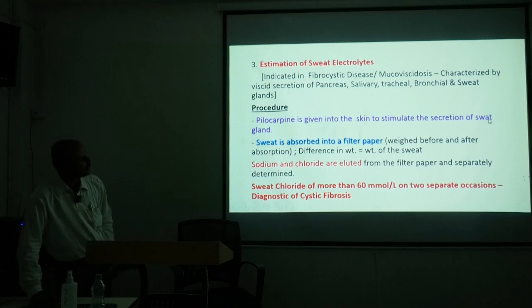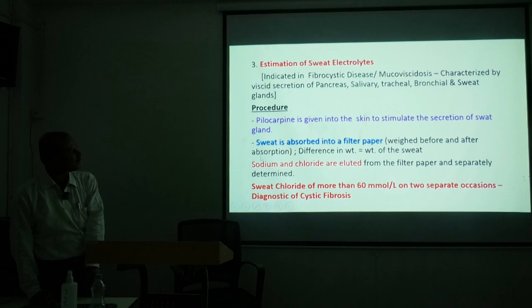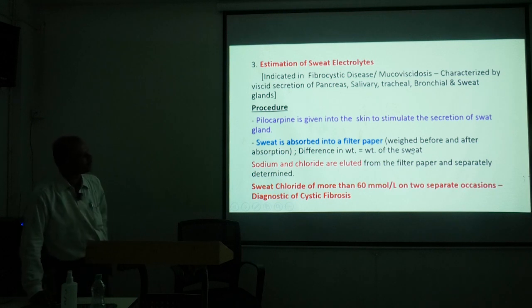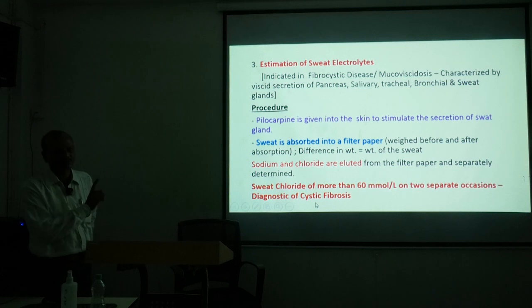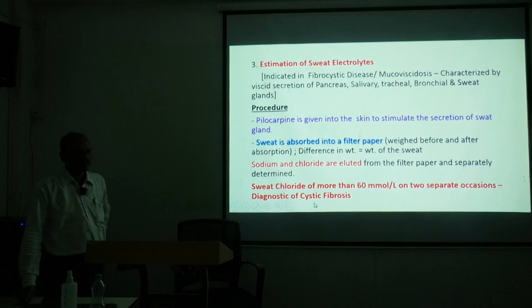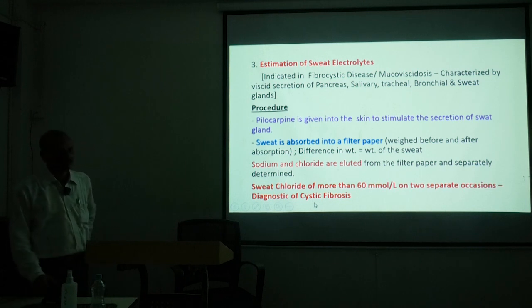Sweat, sorry, I made a mistake earlier. Sweat is absorbed on a filter paper, weighed before and after absorption, and the difference in weight is the weight of the sweat. Sodium and chloride are eluted from the filter paper and determined. Sweat chloride of more than 60 millimoles on two different occasions is diagnostic. You must remember that sweat chloride estimation is done for cystic fibrosis diagnosis, and this is done by a pilocarpine stimulation test.